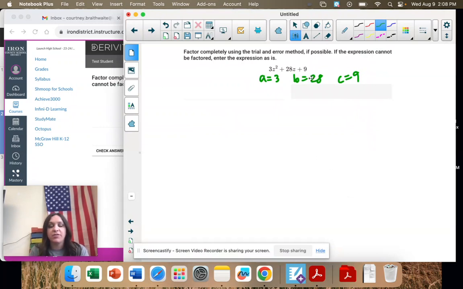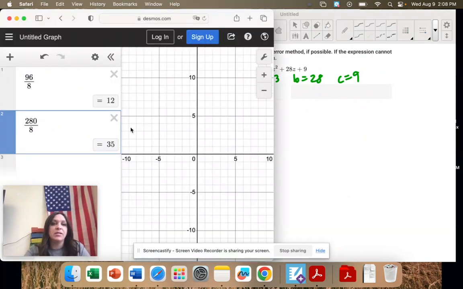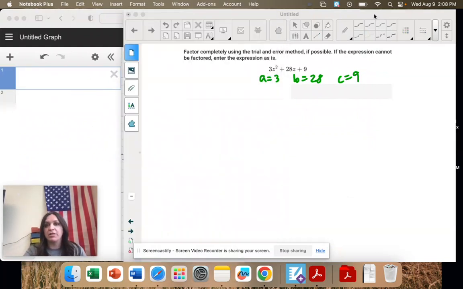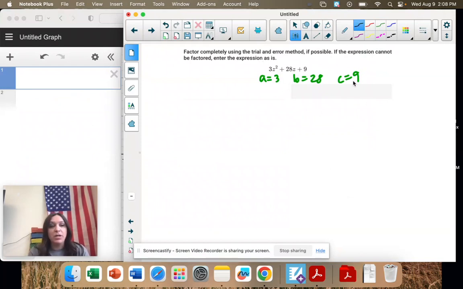You can look for greatest common factor. The only thing for 3 is 3, and 28 does not divide by 3. Bummer. So there's not a greatest common factor. So we're just going to have to factor this. Okay, so when we do these, it's different.